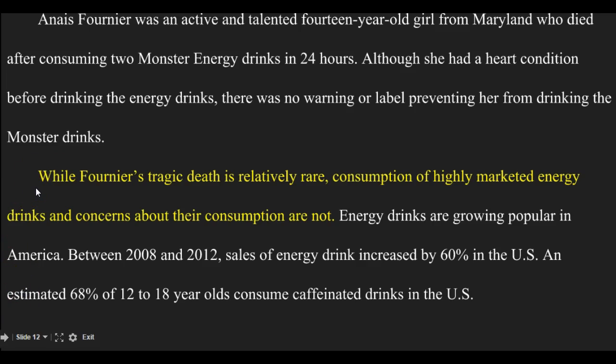Then we transition to the background information that gives the reader the context. While Fournier's tragic death is relatively rare, consumption of highly marketed energy drinks and concerns about their consumption are not. Energy drinks are growing popular in America. Between 2008 and 2012, sales of energy drinks increased by 60% in the U.S. An estimated 68% of 12 to 18-year-olds consume caffeinated drinks in the U.S. So you can see we've got a personal example that is leading to our general statement of background information. That is what you're aiming for.